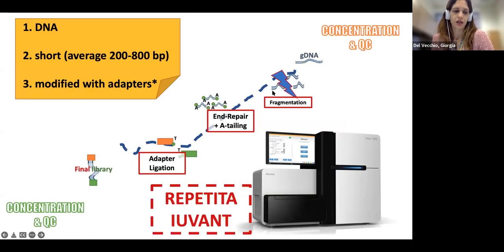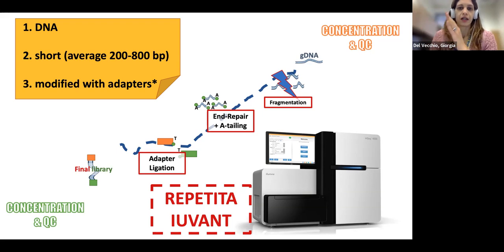Okay, so let's take a quick look at what we covered in the class yesterday. We say that in a next generation sequencing experiment, we need our samples to be DNA. We need our samples to be short. So the average of the fragments coming from our samples needs to be in between 200 and 800 base pair. And our samples need to be modified with adapters.